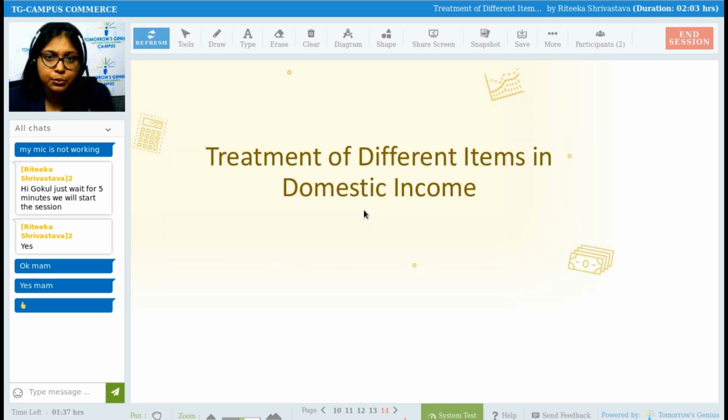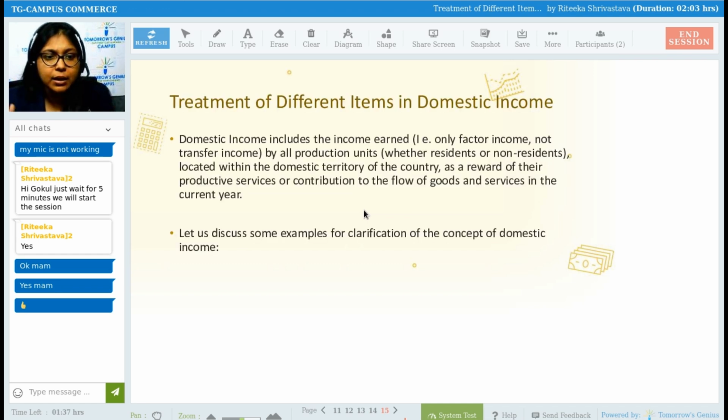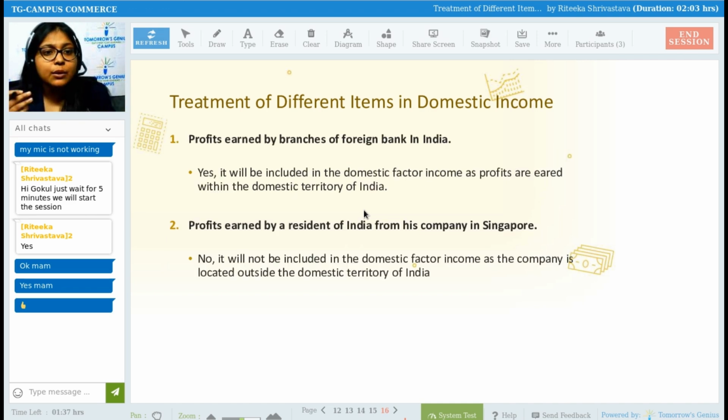Fine. So we saw the items which will be included in the national income and 5 items which will not be included under national income. Now comes the domestic income. We all know what is domestic income, right? Domestic income is the income earned within the geographic territory. Again, here also we will be considering only factor income and no transfer income. We are not going to take transfer income. So now see, here basically they have given you in question answer format only. This is how they are going to ask you in the exams also.